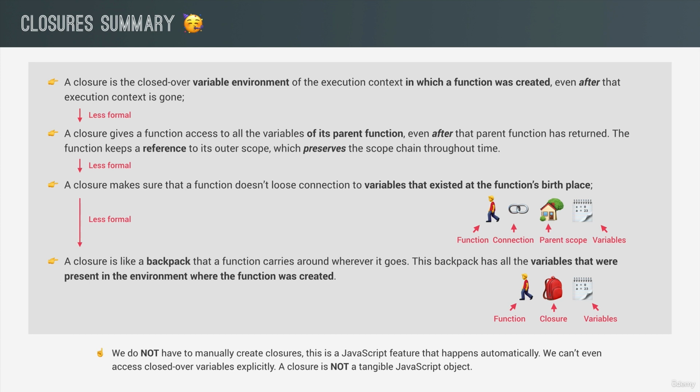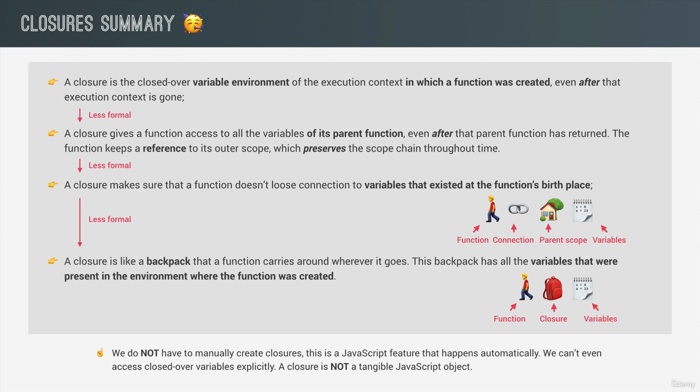And this is also what I already touched on at the beginning of the lecture. So instead, this is something that JavaScript does completely automatically. We don't have to do anything. Also, there is no way for us to explicitly access closed over variables. That's because closures are not like a tangible thing. They're not like an object or so that we can access.